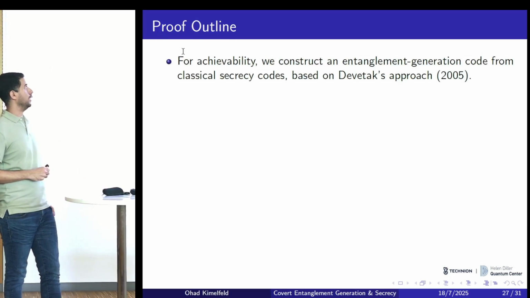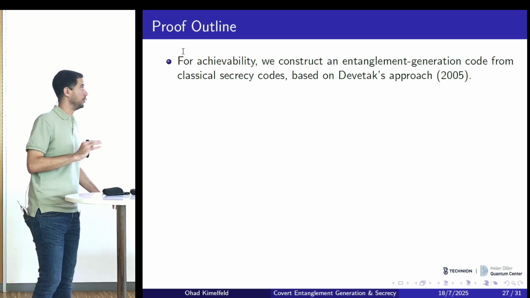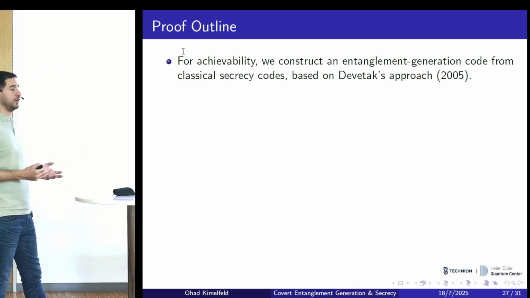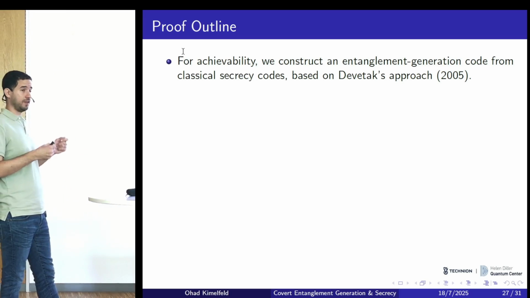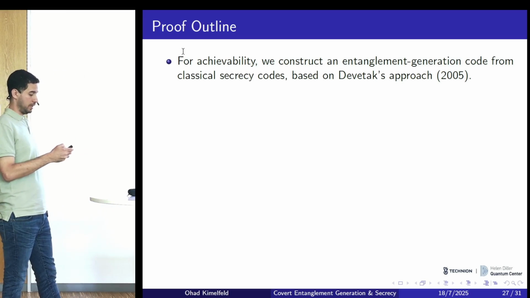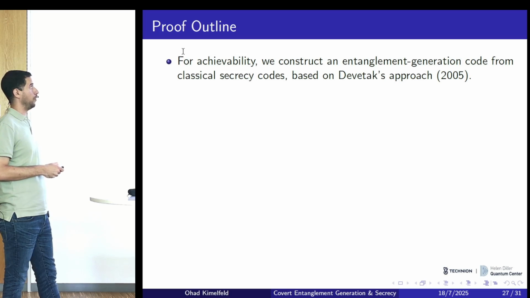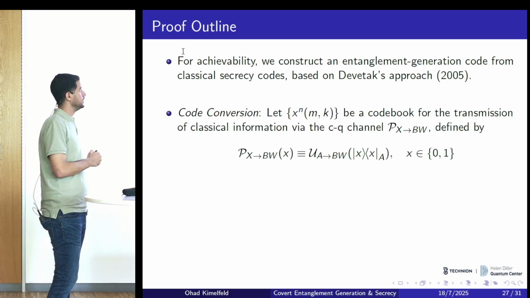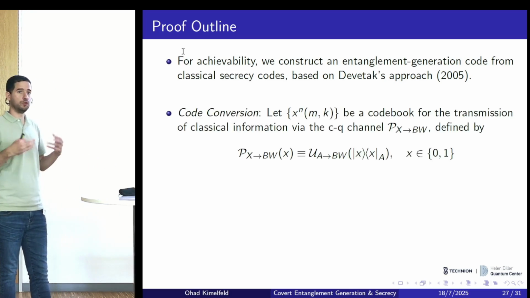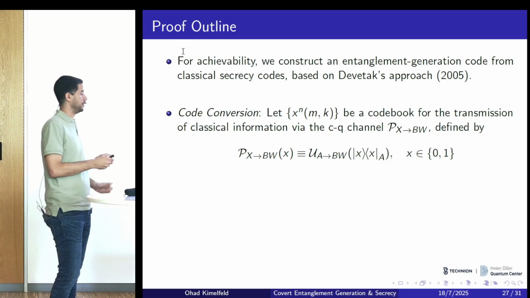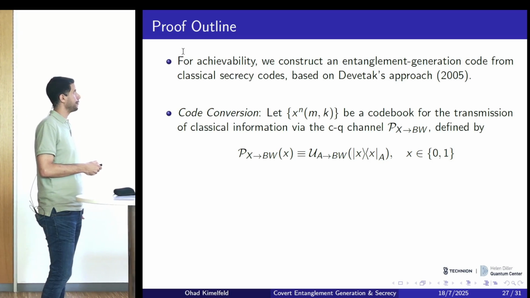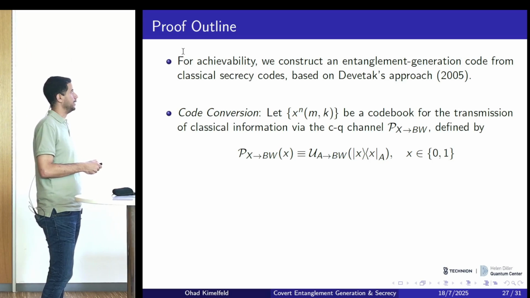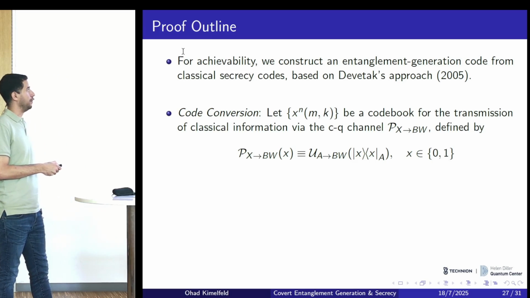Okay, so a little proof outline. For achievability, we construct the entanglement generation code from the classical secrecy code, based on the Devetak approach from his seminal paper in 2005. So the code conversion that we apply is that for the classical codebook x^n, where M and K are the message and the key.